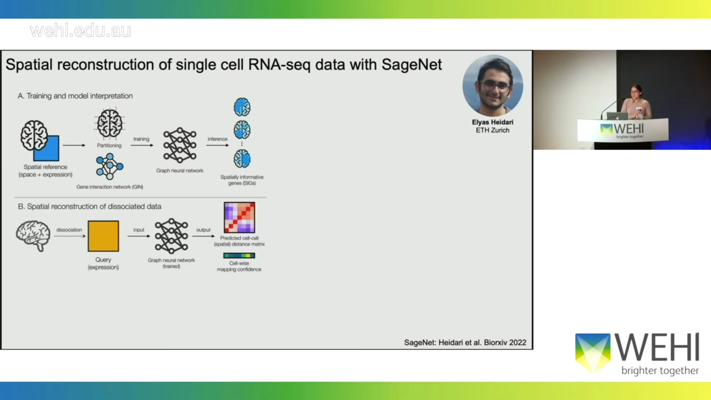And the second component of that is, well, if I have some dissociated data, then I could pass it through the graph neural network to then predict the relative similarities in this predicted space. So I can infer a cell-cell distance matrix.